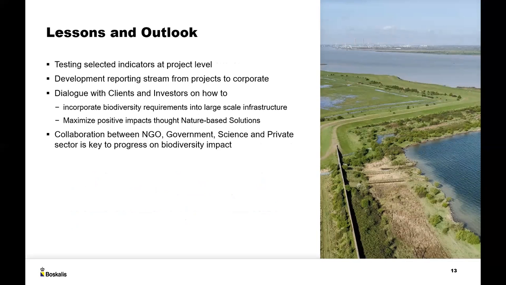So, lessons and outlook. Like I said, we are currently testing the indicators at project level. We are identifying the current reporting streams we have related to the environment and how we can tweak them so they can also be applied to the biodiversity aspects. But more importantly, we're also taking steps to have a dialogue with our clients and with our investors on how to incorporate biodiversity requirements into large-scale infrastructure. Like I mentioned, as a corporate company, we get more and more responsibilities, not only from technical aspects, but also in managing environmental and social aspects. And we want to include these requirements from a very early beginning in a project design, so we can optimize our positive impact on biodiversity from the very beginning of our involvement.